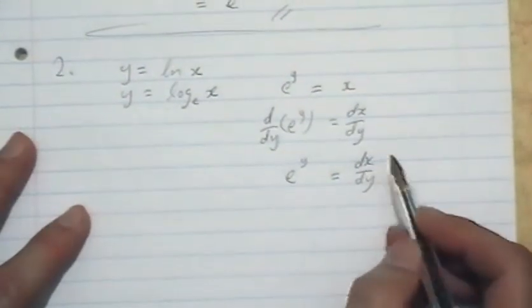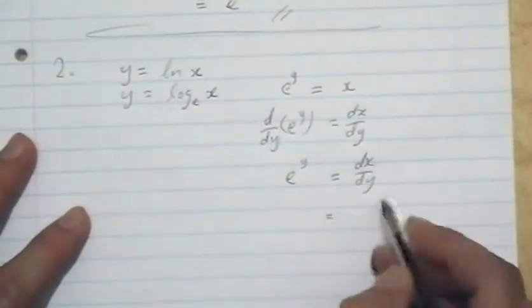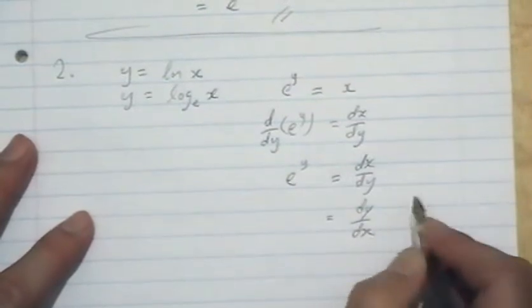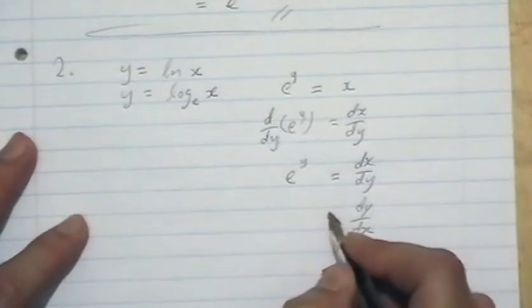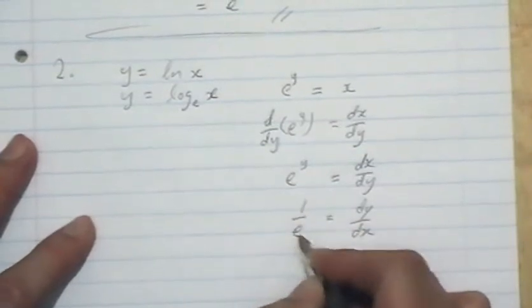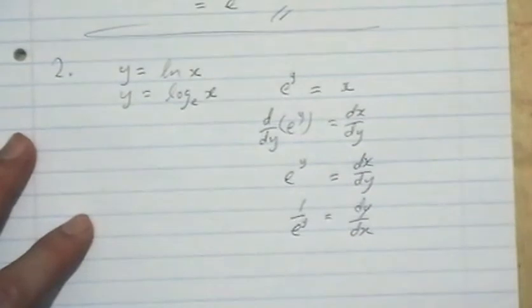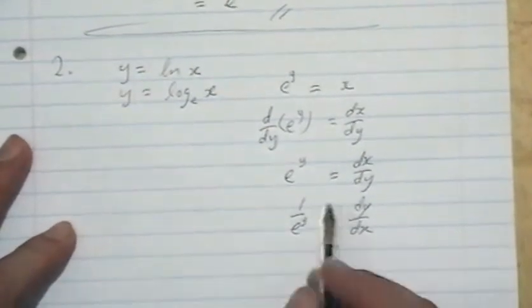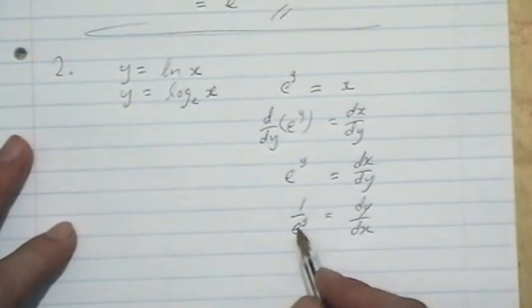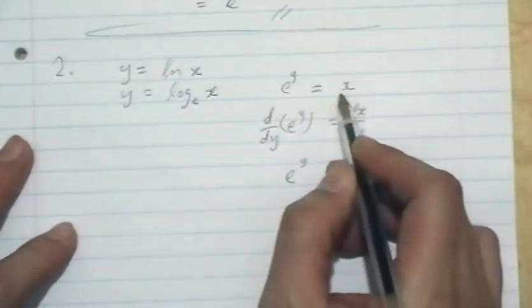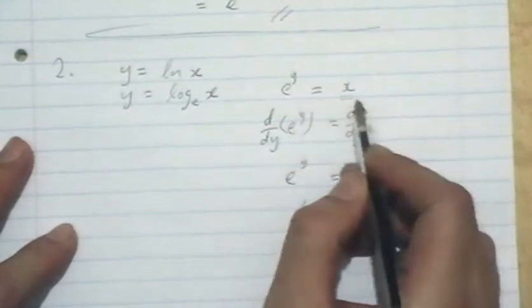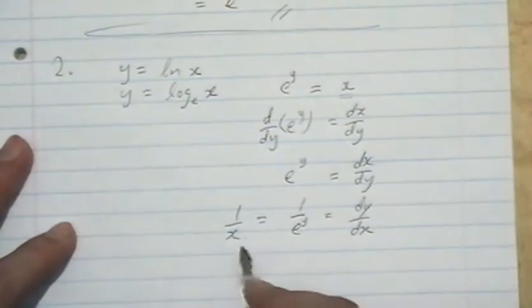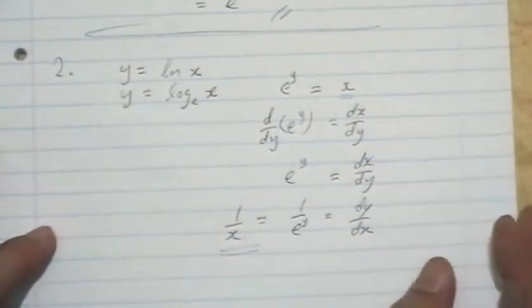I can invert both sides to get dy over dx on the right, and here I get 1 over e to the power of y. But we know that e to the power of y is x. So therefore this is equal to 1 over x. And so I've proven the result.